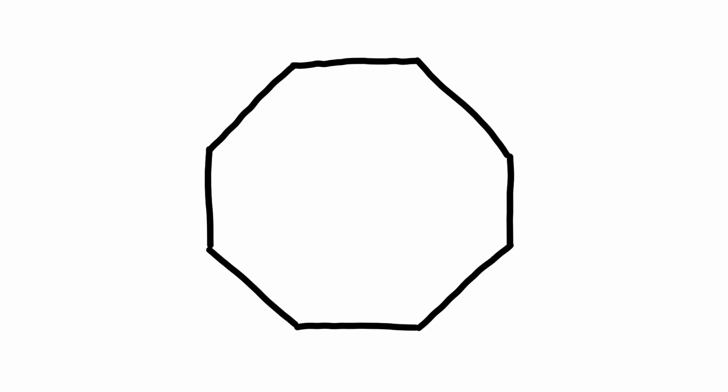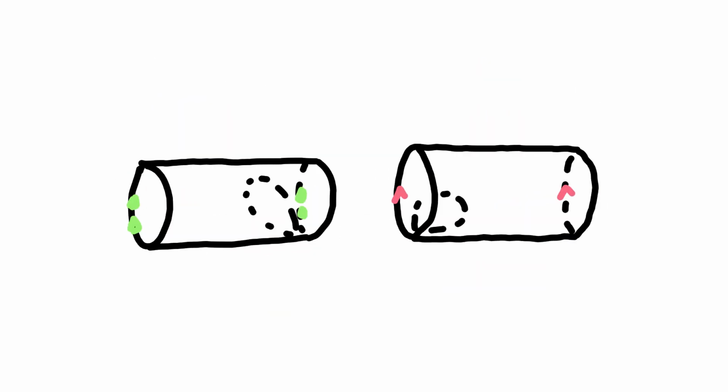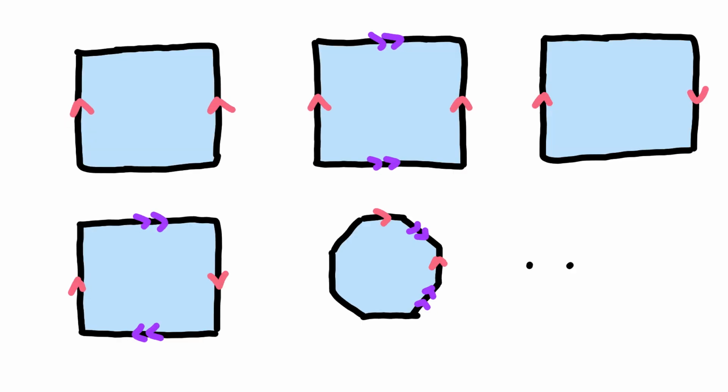We can also do this with more complicated shapes. For example, by pairing up the sides of an octagon, we can get a donut with two holes. It seems like there's no end to the shapes we'll get. But in fact, we've more or less seen all the surfaces already.